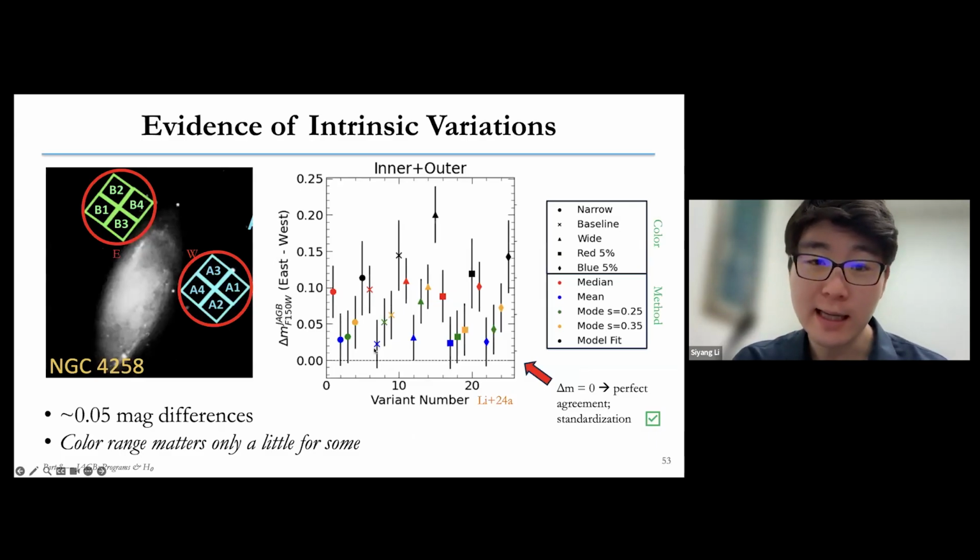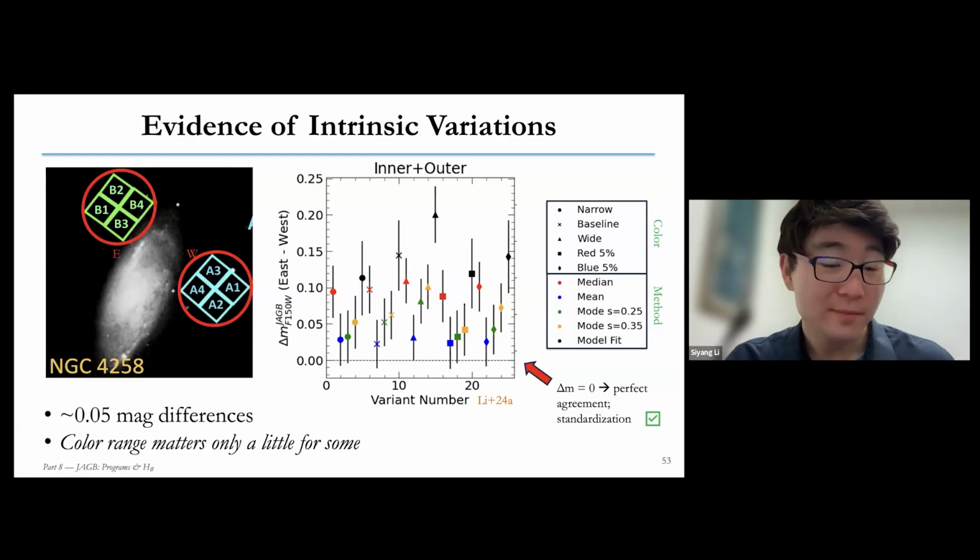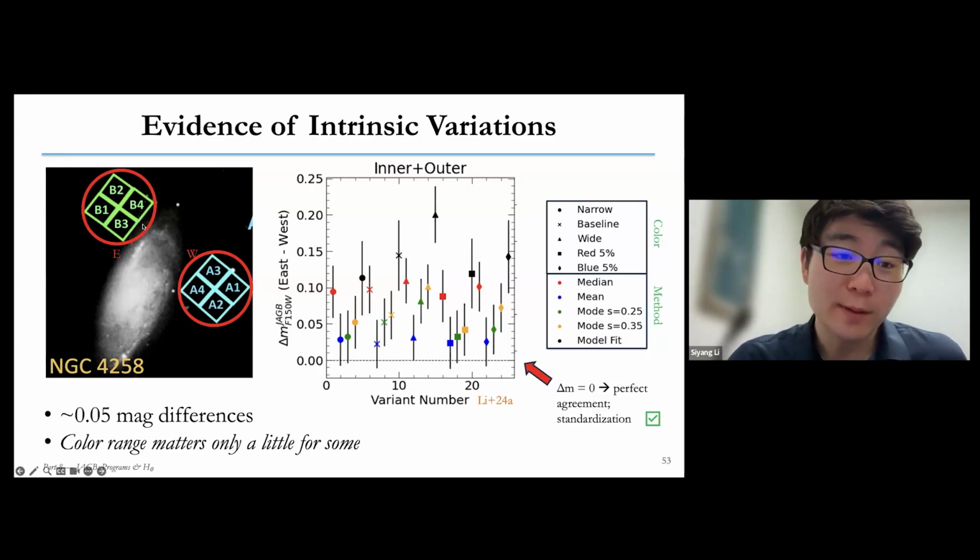Along the way, we also saw evidence of intrinsic variations in the JAGB. Similar to the CATS observation of the TRGB, one test that we did was to look at two fields in the same galaxy on opposite sides of the galaxy. The idea is that if you have the same standard candle measured in these two fields, they should agree very well because the distance to your galaxy is fixed. If your candle is properly standardized, the magnitude should be the same. We conducted this test. We measured the JAGB in this east field here and the west field right here.